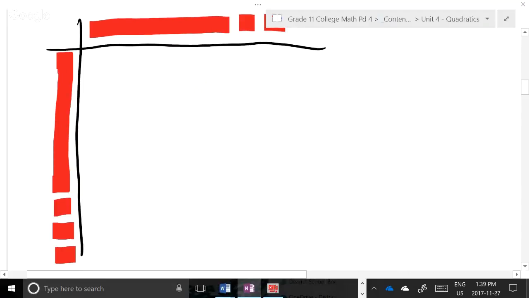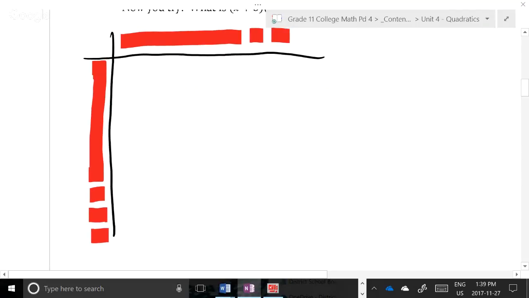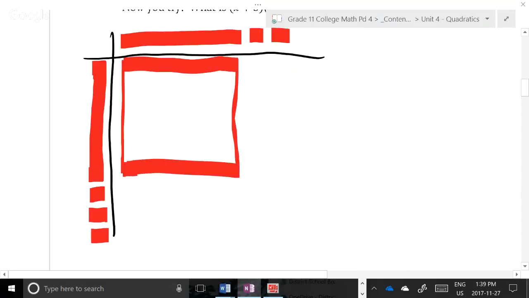Perfect. Okay, and when I do that, what does this model out to give us? Square. So the two big ones, it's going to be this long and this tall. We get a shape that looks like this. A perfect square.